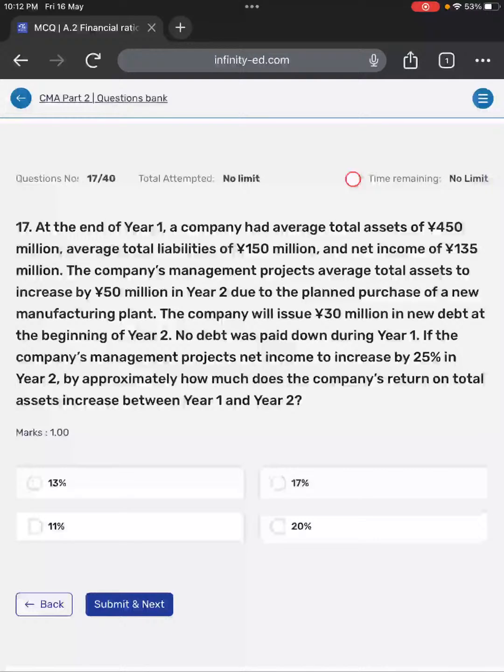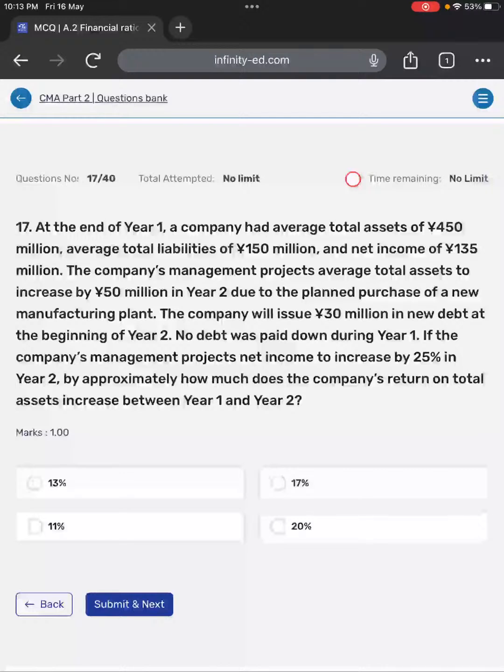Year 2 will be increase 168.75. Total asset: 450 plus increase by 50 million equal to 500. It will come to 500 assets, due to the plant purchase, new, and that also increased by 3 million.